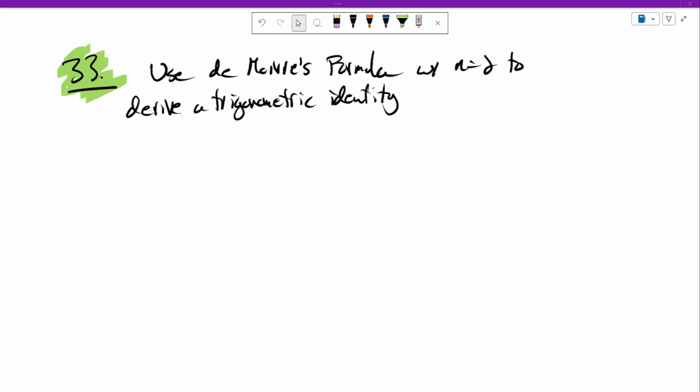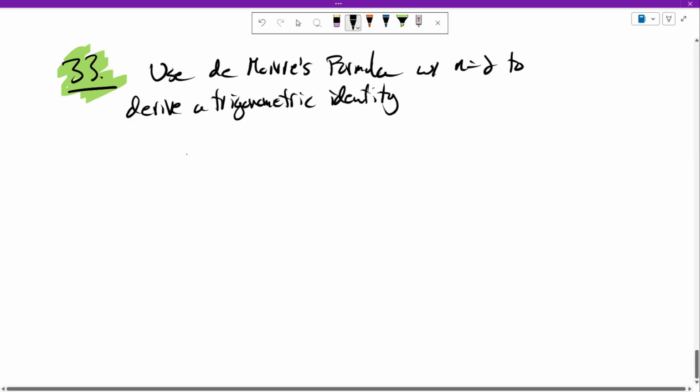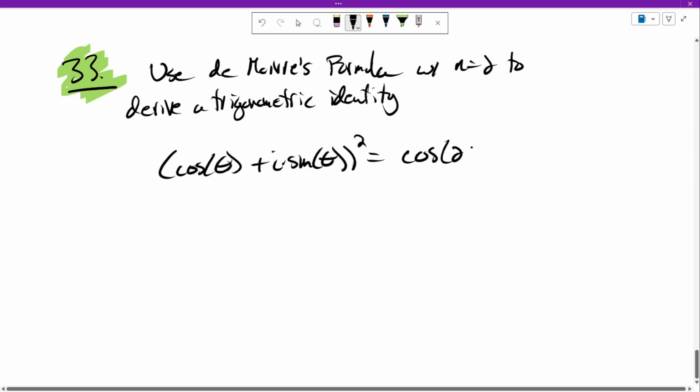Problem 33, we're going to derive a trigonometric identity as an application of De Moivre's formula. So with n equals 2, De Moivre's formula tells us that (cosine theta plus i sine theta) squared is the same as cosine 2 theta plus i sine 2 theta.